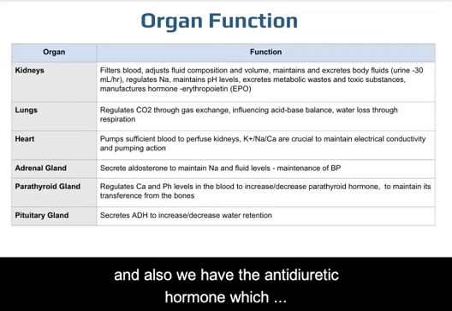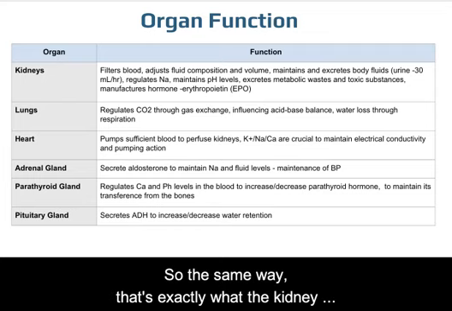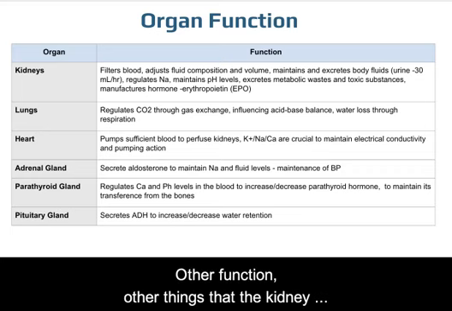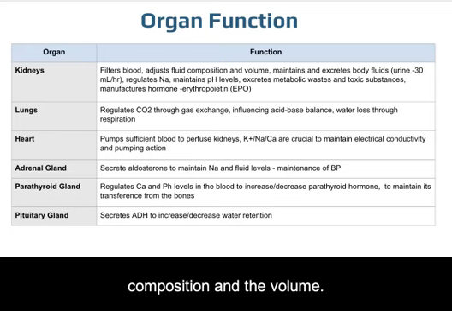We also have the antidiuretic hormone, which gets released from the pituitary gland. Then we also get the other hormone, aldosterone, that also helps to retain fluid. So that's exactly what the kidney is doing to maintain homeostasis. Other things that the kidney does is filter blood. Obviously it adjusts fluid composition and the volume.